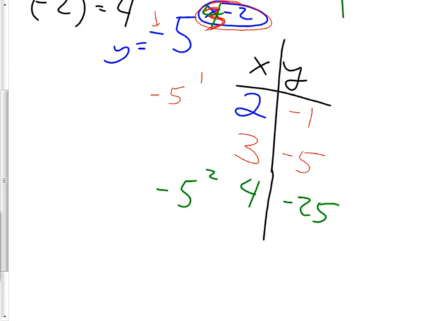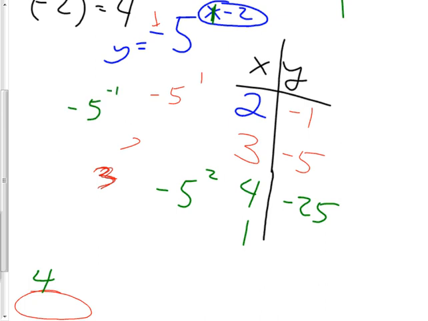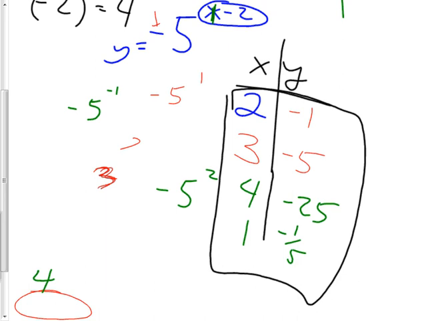Or the last one I'll pick is if I put in 1 here. I put a 1 right here, then I have 1 minus 2 is -1, and what's -5 to the -1 power? It's a flip of it, so it would be -1/5. Those are 4 options, of which on the test you'd really only have to have 2, but I asked you to make 3 of them.